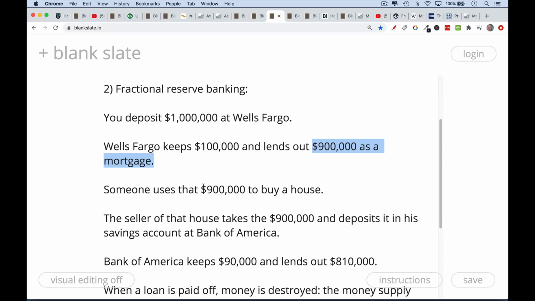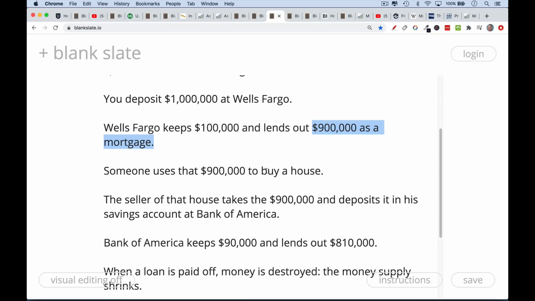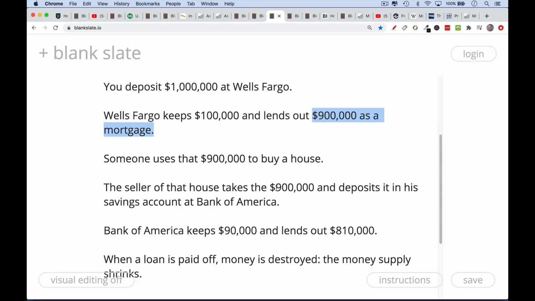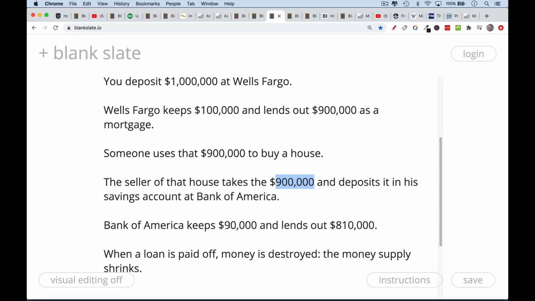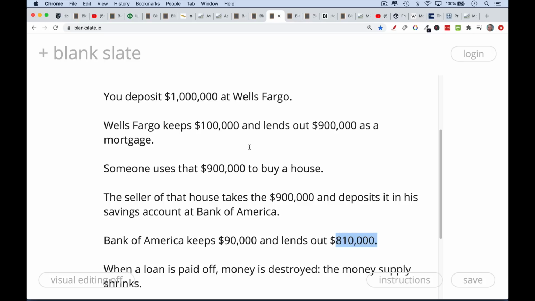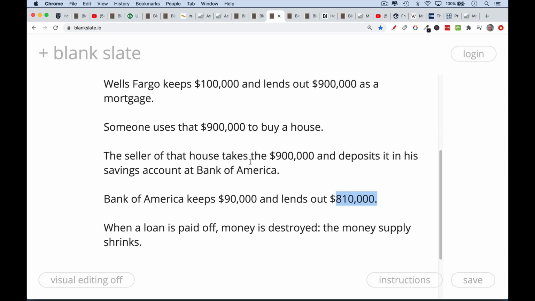So someone uses that mortgage to buy a house. Let's say they put down a 20% down payment, and the other 80% is paid using this mortgage, which will be $900,000. Now, the person who's selling that house, once the house is sold, will take that $900,000 and deposit it into their savings account. Let's say they do it at a different bank, at Bank of America. And then Bank of America will do the same thing that Wells Fargo just did. They'll keep 10%. They'll lend out the rest, the other 90%. And you can see that this is basically expanding the money supply and creating new dollars in the form of debt.